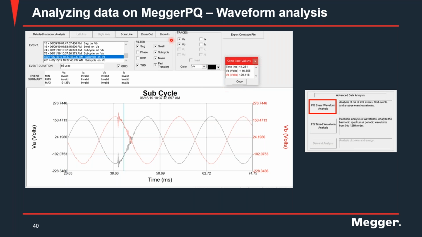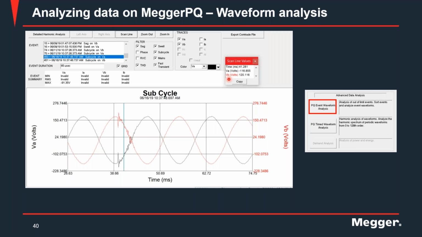Now here you can see the different types of events which have been captured. You can filter different types of events. You can choose which traces you want to see on the waveform capture. You can zoom in, like this. And here you can see the date and time at which the event was captured. You can bring up a scan line so that you can see instantaneous values on the waveform.